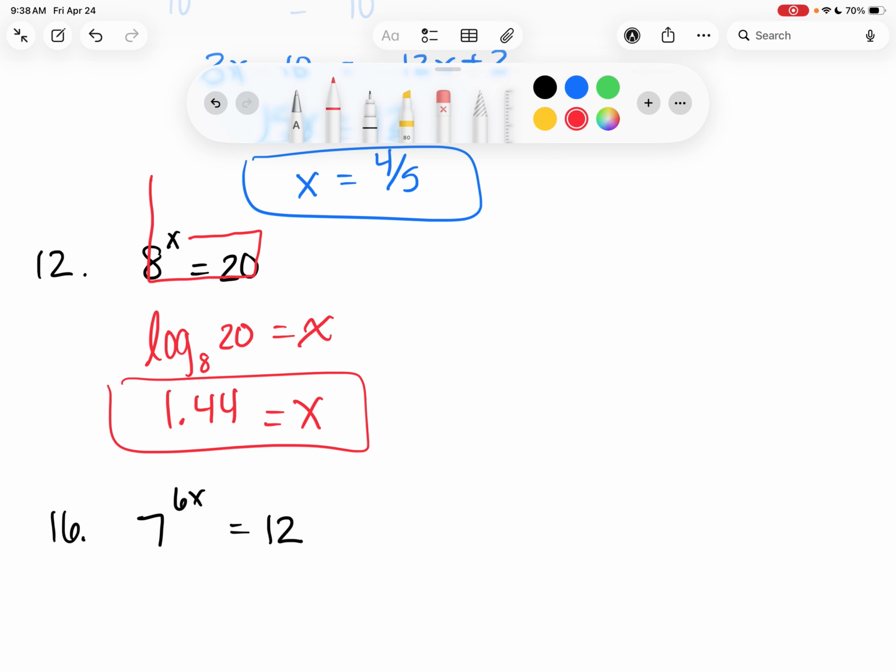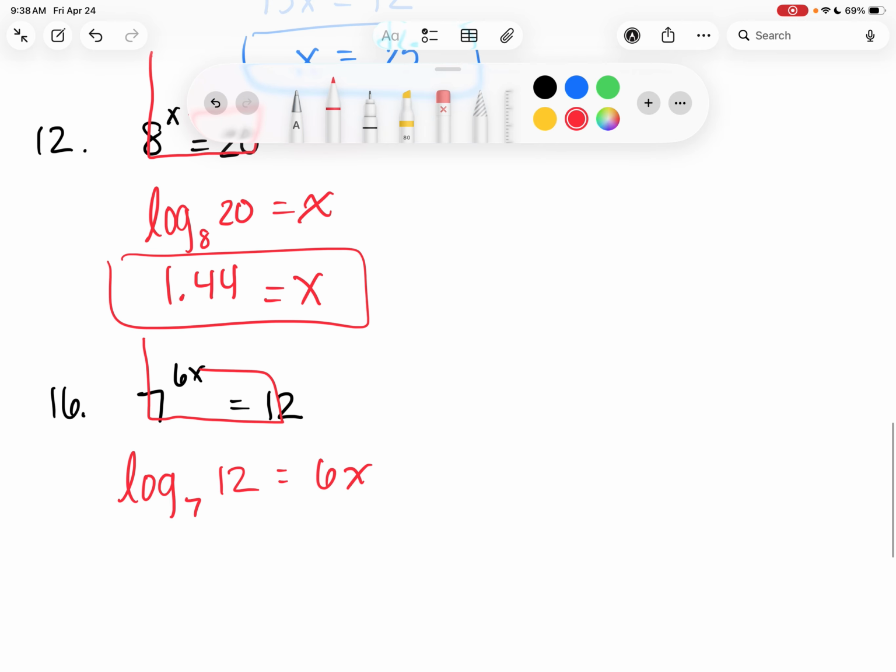So it's exponential, meaning I need to use a log to solve. So we come down through the 7, over through 12, and back to 6x. So I've got log base 7 of 12 equals 6x. You can either just type this in, or you can say log base 7 of 12 all divided by 6. Cooper, probably because of the way you need to type it in, I would find the log first and then hit divide by 6.